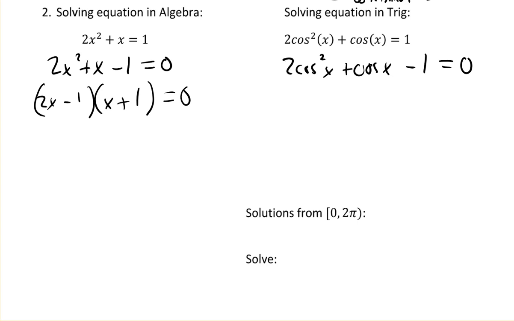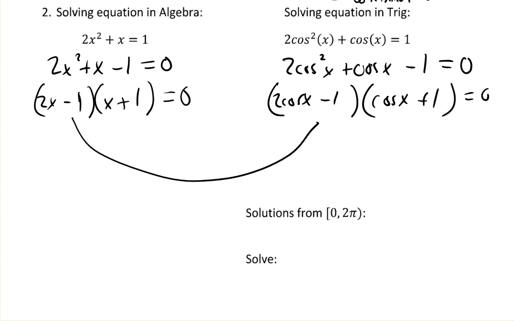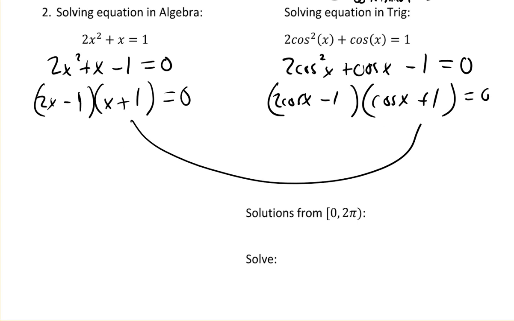So no coincidence that we asked you to review factoring recently, so that makes that a little bit smoother for you. But the way this factors is going to be the same way that this factors. It's just that instead of an x, it's a cosine x. You can still FOIL that together to see that it gives you the same thing. So again, 2x, 2 cosine x, minus 1, minus 1, x, cosine x, plus 1, plus 1.